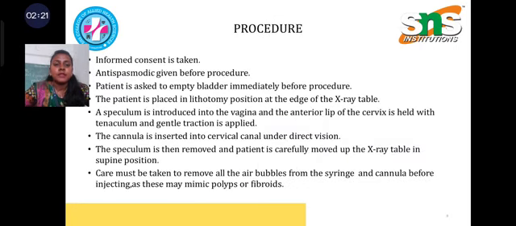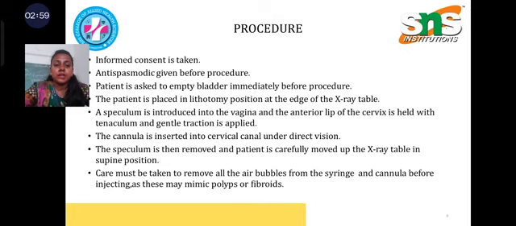Procedure: informed consent is taken. Antispasmodic is given before the procedure. Patient is asked to empty the bladder immediately before the procedure. The patient is placed in lithotomy position at the edge of the X-ray table. A speculum is introduced into the vagina and the anterior lip of the cervix is held with a tenaculum and gentle traction is applied. The cannula is inserted into the cervical canal under direct vision. The speculum is then removed and the patient is carefully moved up the X-ray table in the supine position.